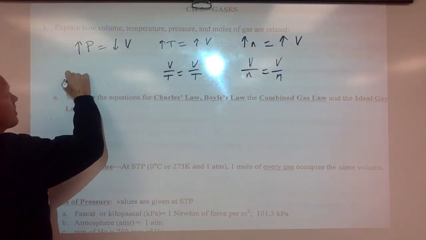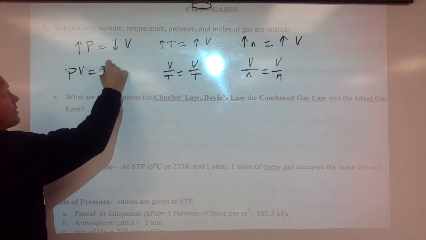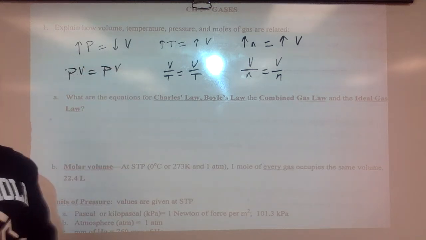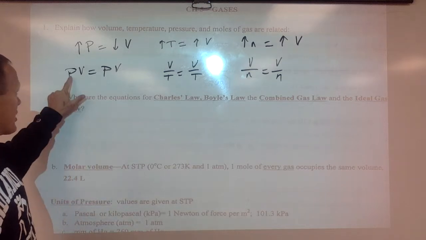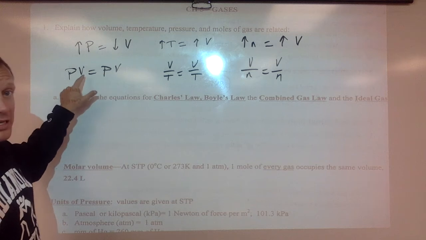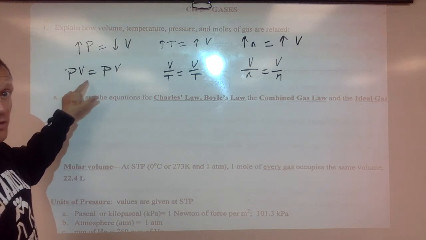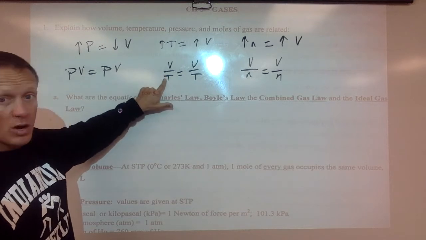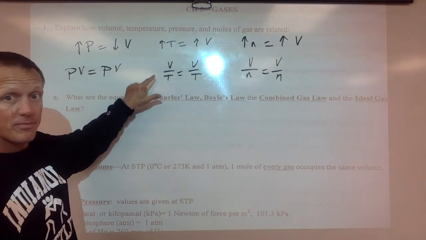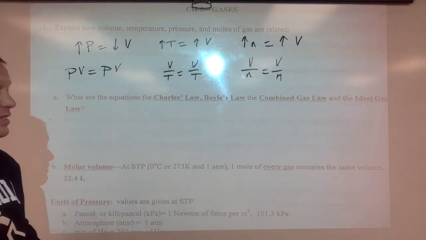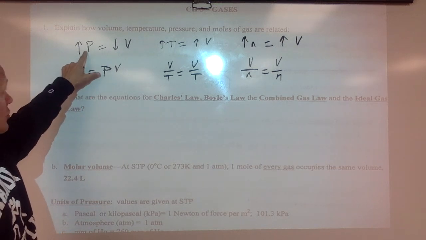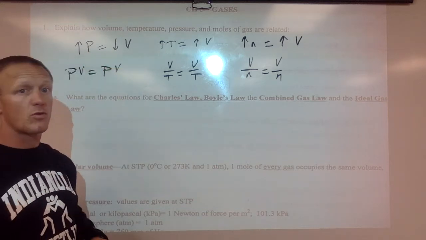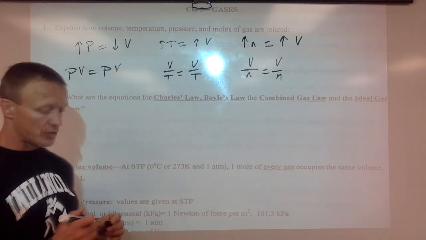This ratio, I would say that P times V equals P times V. So as this gets bigger, this gets smaller. That ratio can stay the same then. One goes up, the other goes down, so these will always be equal. These, if one goes up, this has to go up with it in order for this ratio to be the same. So for all of these, this only holds true, pressure increases and volume goes down, only if we're holding temperature and moles constant.